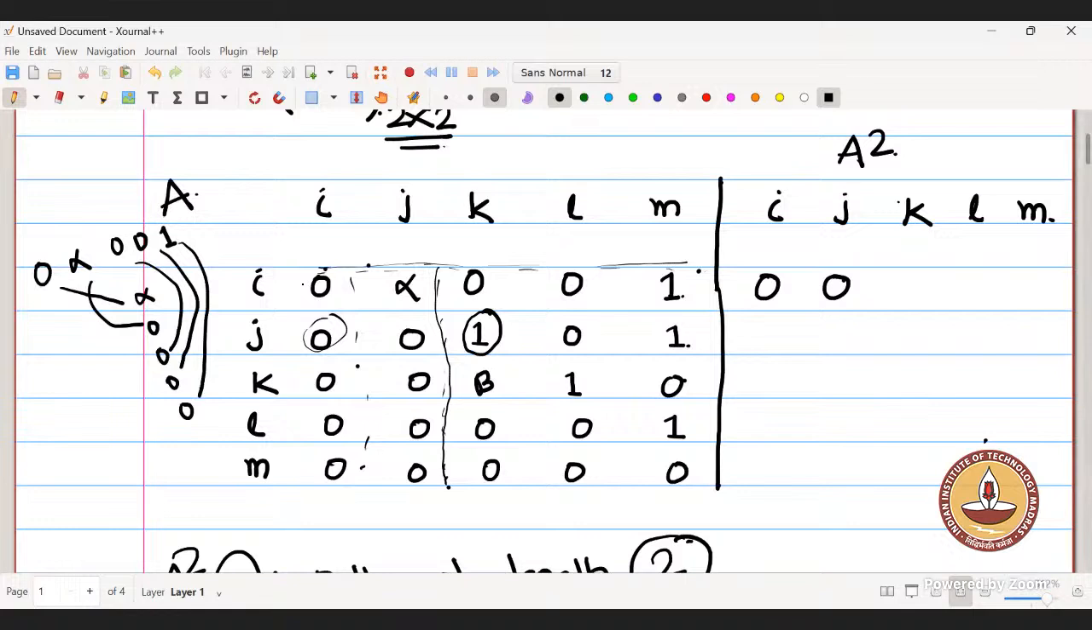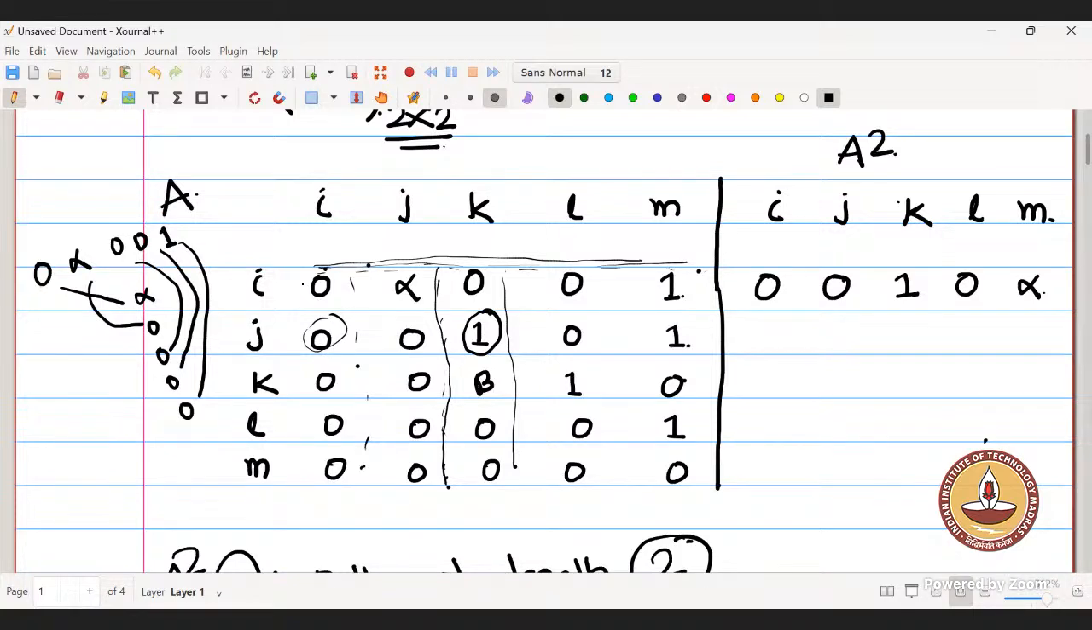And for this k, what will you get? This is ik. So here you will get 1, right? We are basically multiplying this row with this column, right? And again you will get 0, and here I guess you will get alpha, right? Just let me know if I'm making any mistake. Okay. So are you with me?